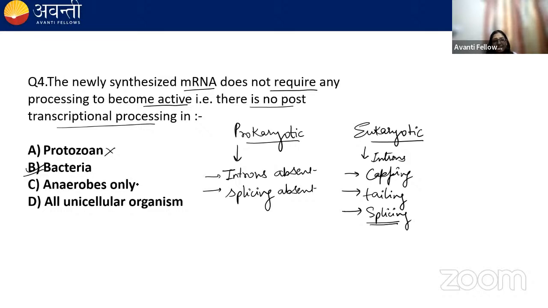Third says anaerobe. This option is very unclear, so this could be incorrect. Fourth says all unicellular organisms. Prokaryotes are unicellular, but some eukaryotes are also unicellular, like Chlamydomonas, an alga that is a eukaryote but also unicellular, right? So this option is also incorrect. I hope this is clear.